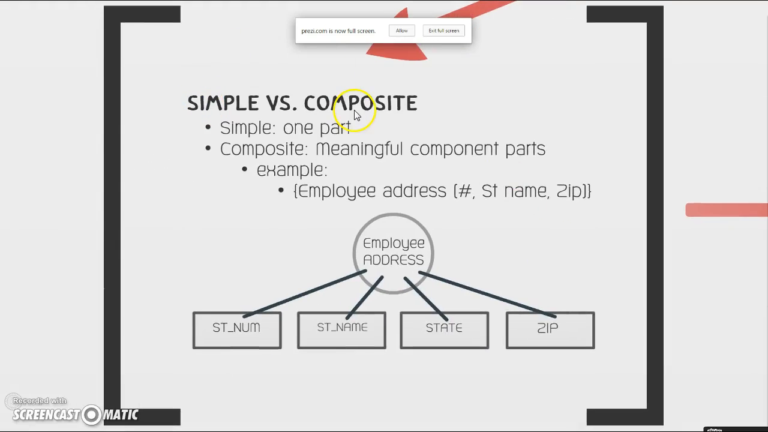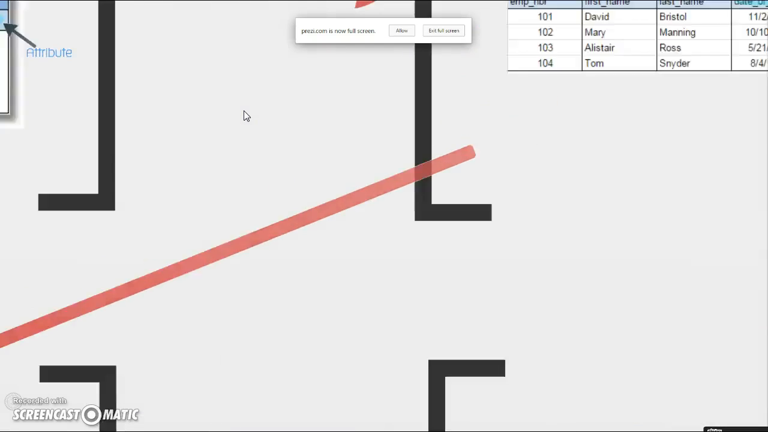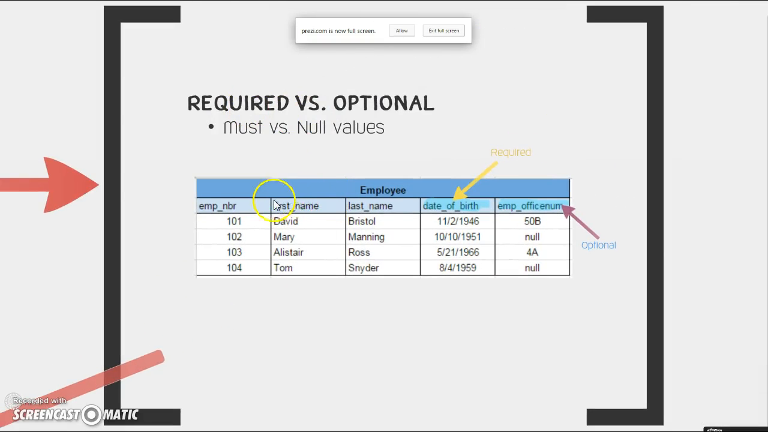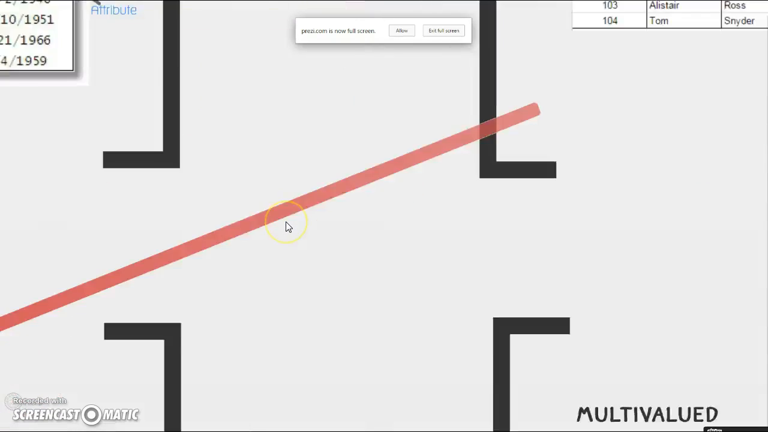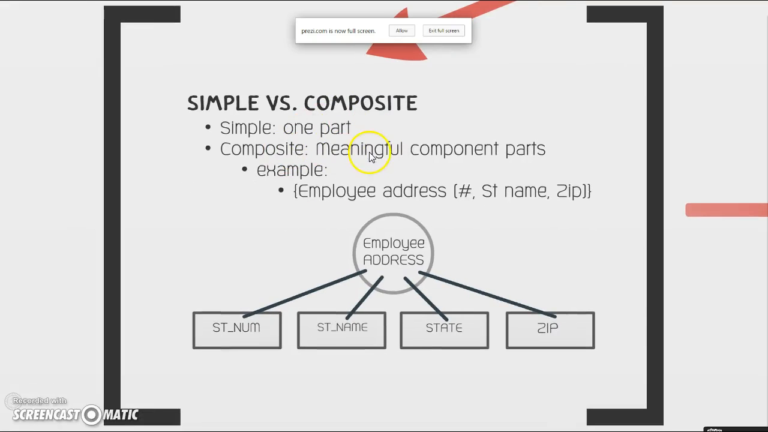Now we have simple and composite. So simple attribute, if we go back here, simple attribute is just your regular first name and 1 field. However, your composite attribute has meaningful component parts, such as your employee address. Here you have your employee address and it requires 4 parts to it. Your street number, your street name, your state, and your zip code. All of these are a composite attribute.